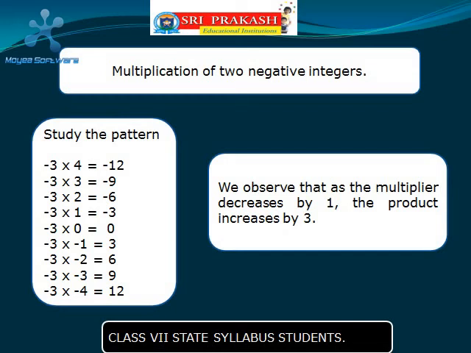Next, minus 3 into minus 3. That means we have to increase 6 by 3. That means we get 9. In the same way, minus 3 into minus 4 is equal to 12. So, what did we conclude? We concluded that when we multiply two negative integers, the product will be a positive integer.